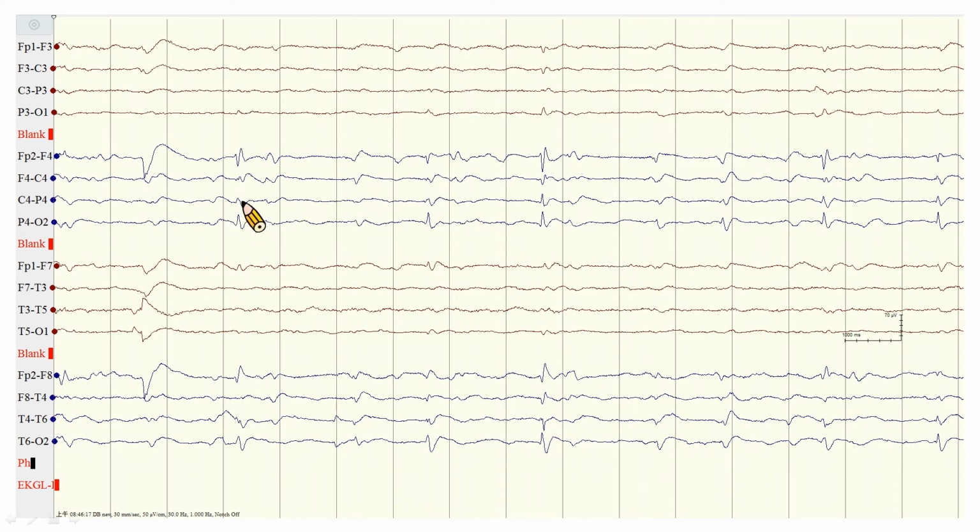This EEG is in double banana montage. We can see there are periodic discharges over the right hemisphere, with duration around 2 seconds. It's a patient with hypoxic encephalopathy.